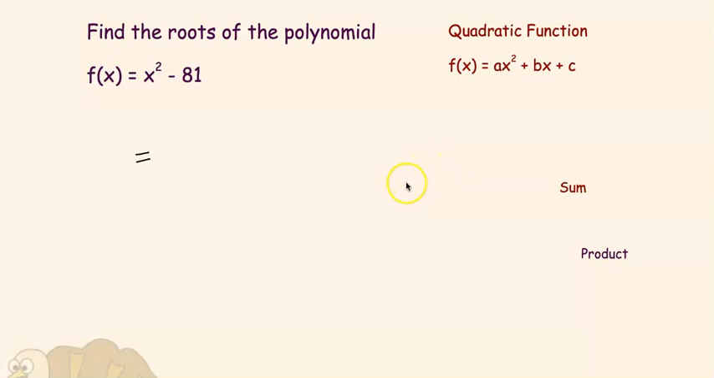Find the roots of the polynomial f of x is equal to x square minus 81. So this is also a polynomial, and it is of the form f of x is equal to ax square plus bx plus c. That is the standard form of a quadratic function. But the thing is, the middle term, this bx, is missing.